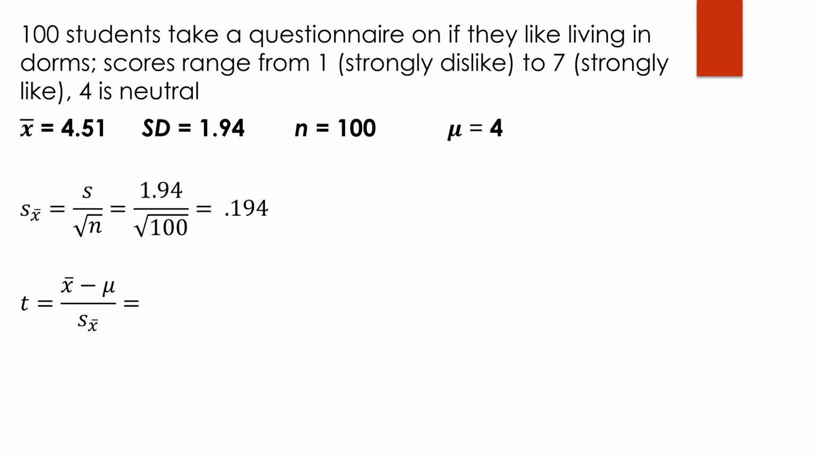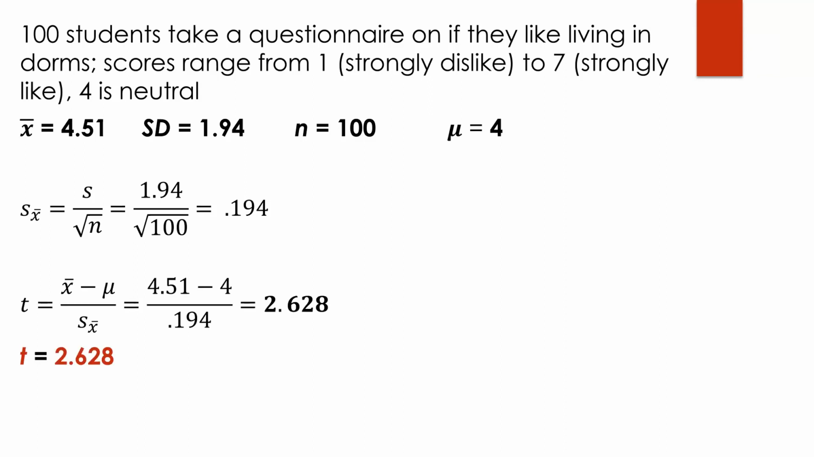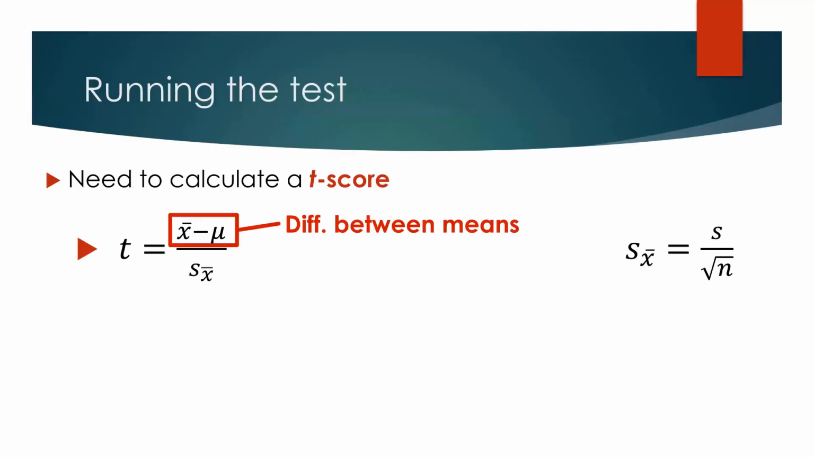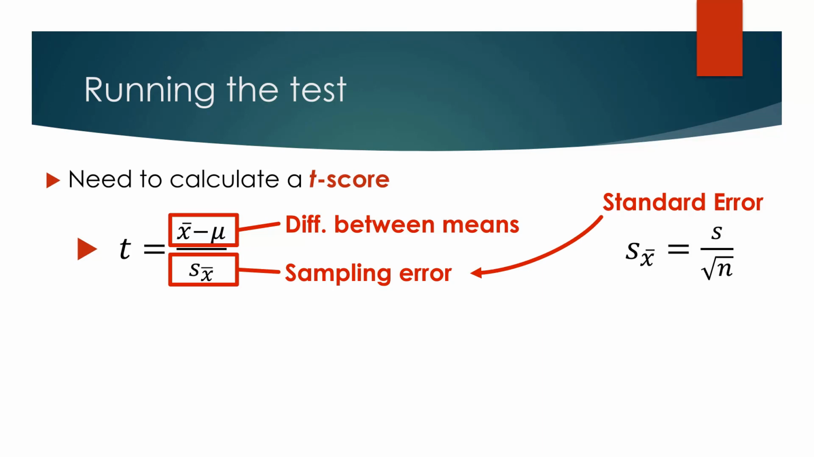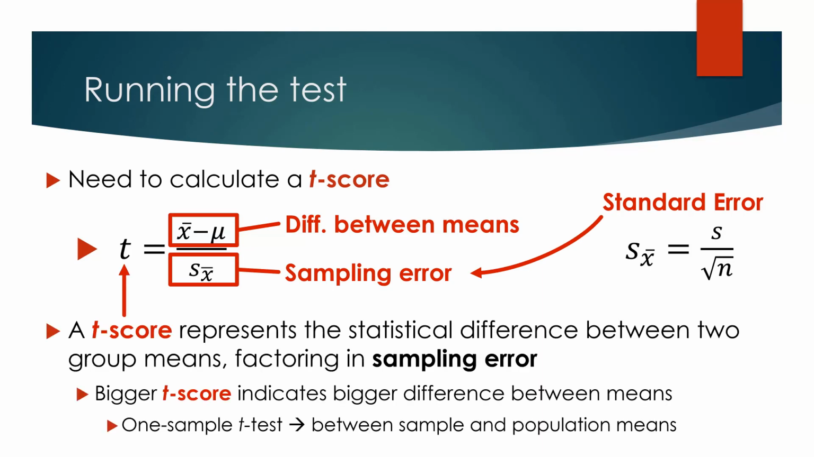So now we have our t equation. What you should have gotten is 4.51, the sample mean, minus the population mean of 4, divided by the standard error. You should have gotten a t-score of 2.628. That number represents how different your sample and population means are while also factoring in sampling error. Let's tie that together. Remember, the top part is the difference between our means, the bottom part is sampling error, and standard error is the measurement of sampling error.